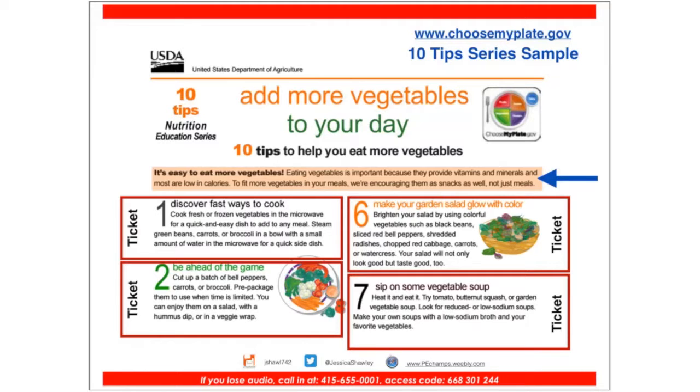But being able to cut these out into tickets, and then they have to collect all 10 by the end of the activity time frame, or they're working through some skill building, trying to collect all 10 tickets, and they're placing them on their plate or in their hula hoop or whatever designated area it is, and they're great talking points for students. Being able to talk about, like on tip number 7, sipping on some vegetable soup.